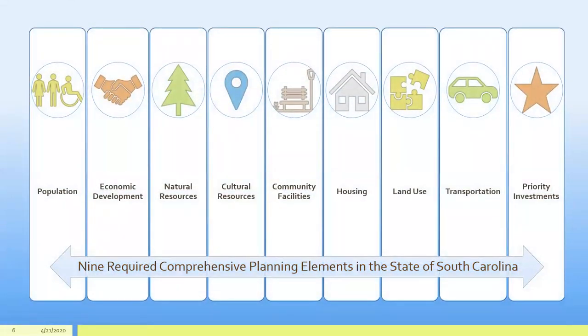Those 9 required comprehensive planning elements in the state of South Carolina include population, economic development, natural resources, cultural resources, community facilities, housing, land use, transportation, and priority investments. Also a note that these can also include any additional elements that the community deems fit. So if you happen to think of important ideas or concepts that you feel should be included as an additional element, please be sure to note that on the survey that you take or by emailing me or calling me to let me know your thoughts on that.